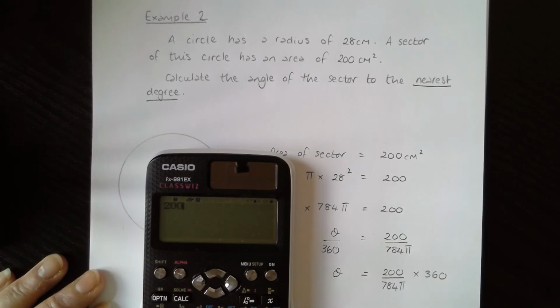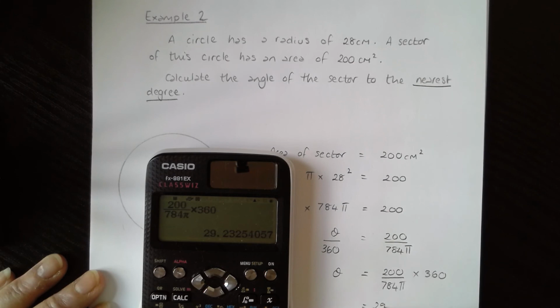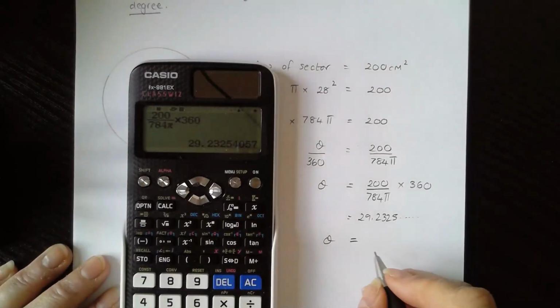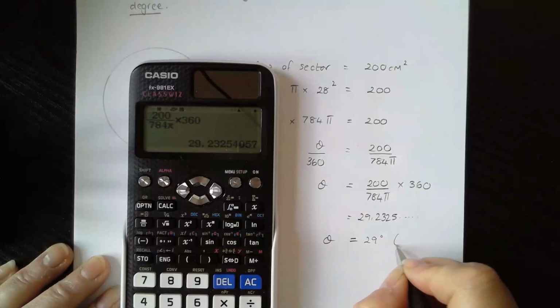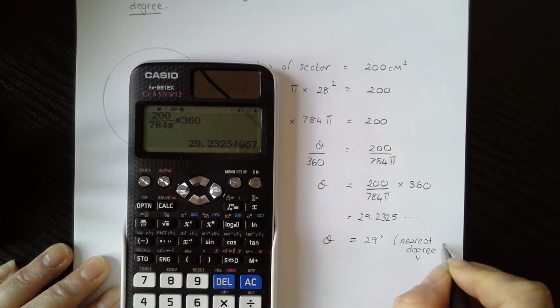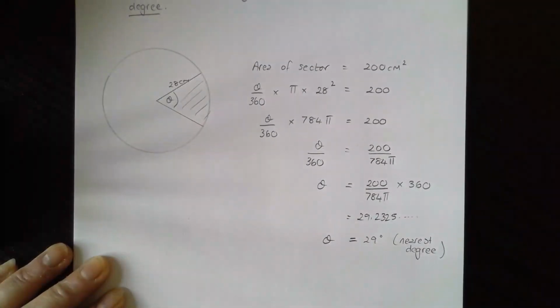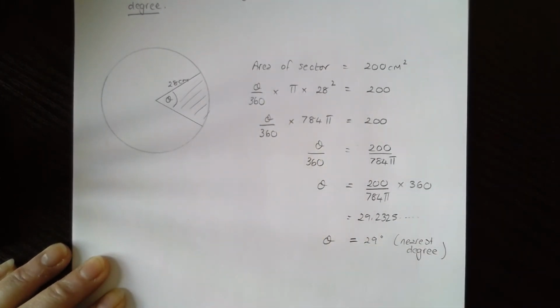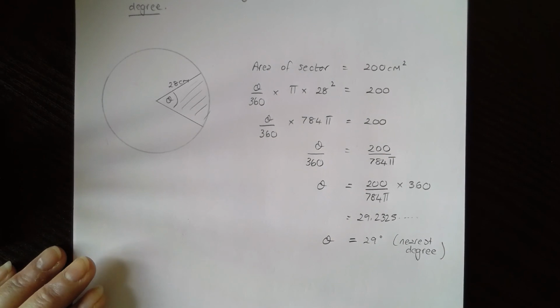So 200 over 784 pi times by 360 is equal to 29.2325..., and my answer to the nearest degree is going to be 29 degrees. So as you can see, I've just substituted in the formula that we all know for the area of a sector. Now it's your turn.